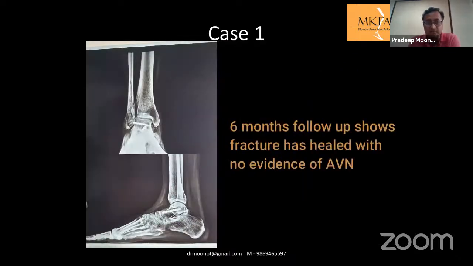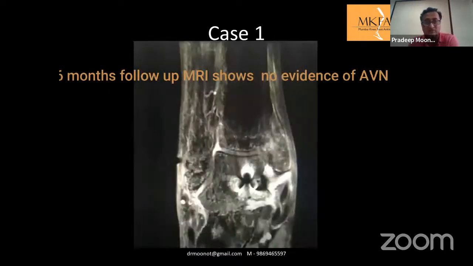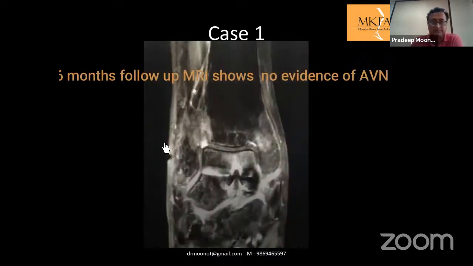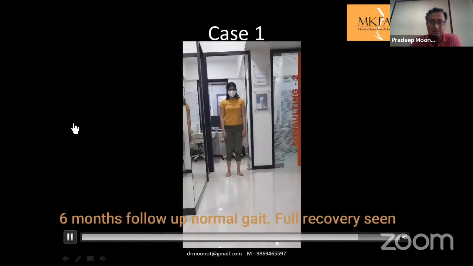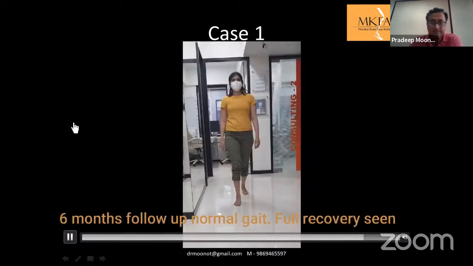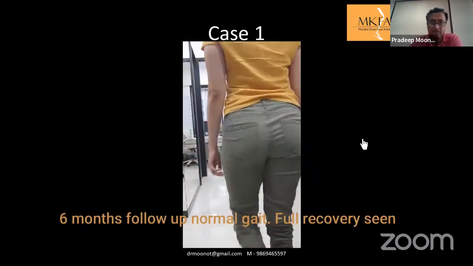So this is the 6 months follow-up. The fracture has healed with no evidence of AVN, could not see anything. Got an MRI done as well. The talus looks quite nice. Fracture was healed as well. We got sections of CT as well on that. No evidence of AVN. And then there is a video of this girl. No problem. She got a good recovery.